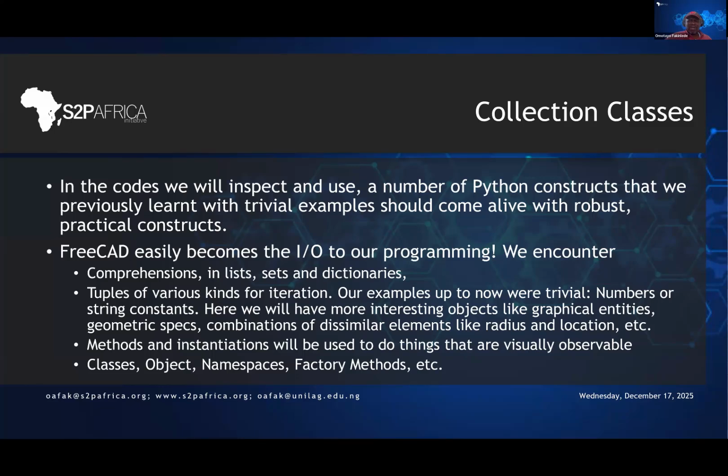All those ones are simple things. What happens is that when we get to FreeCAD, some of the constructs we learned with trivial examples will come alive with robust practical constructs that have much more practical uses. FreeCAD can easily become the input-output to our programming. So we shall encounter comprehensions in lists, in sets, and dictionaries. We will see tuples of various kinds for iteration. Our examples up to now were trivial, numbers or string constants. We will see more interesting objects like graphical entities, geometrical specifications, combination of dissimilar elements like radius and location.